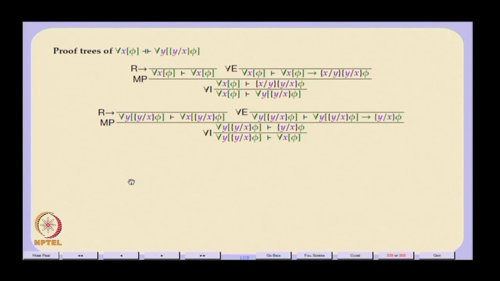If I get this as a particular case of the universal instantiation formula, then I have some trivial, easy proofs. I had to make them small because otherwise it was going beyond the screen. So you can see that first of all from for all x phi I can infer for all x phi, and by quantifier elimination I actually get for all x phi arrow x for y, y for x phi, and I can use modus ponens and get x for y for x phi. And of course, x for y is admissible in this entire thing, and x and y are both arbitrary essentially, which means I can quantify over this. So, I can get for all y for x of phi.